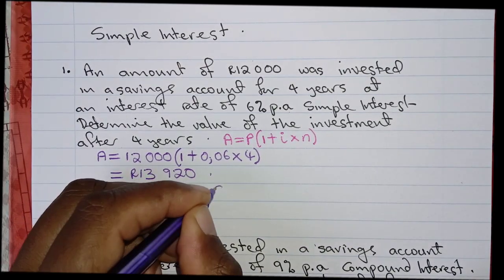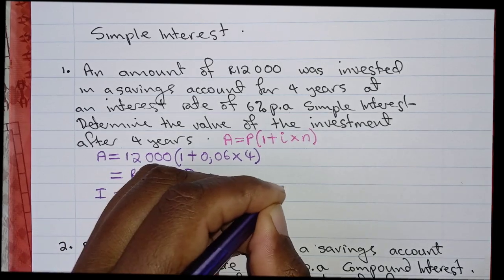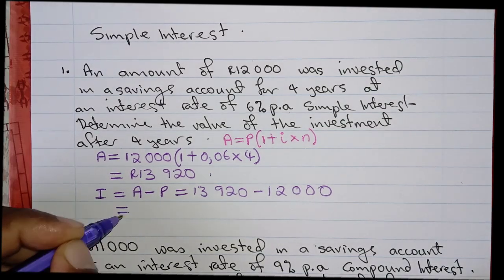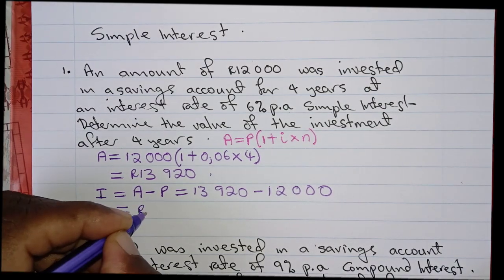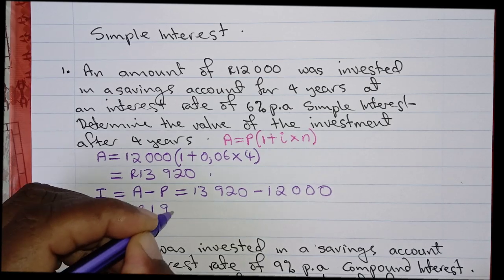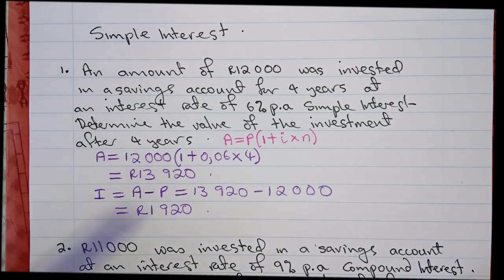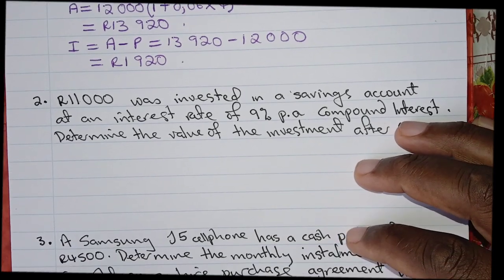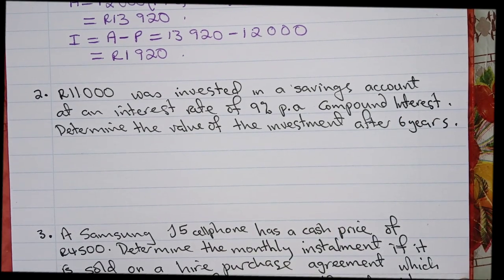So your interest here is equal to the final amount minus the initial amount, that is the principal, that is 13,920 minus 12,000 Rand. And then this should give you an amount of 1,920. So this investment has given an interest of 1,920 Rand. That's how we deal with simple interest. Of course, the questions come in very different ways, but these basics should be able to open your eyes.